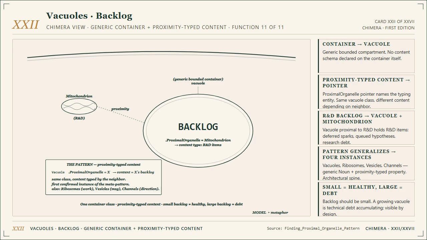We named the pattern earlier at Ribosomes, card 13, where the worker primitive is typed by its proximal organelle. Here, the container's content is typed the same way. The same shape occurs at vesicles, message carriers typed by source destination proximity, and at membrane channel, directionally typed by proximal organelle. Four instances total across the architecture. Same shape every time. Generic noun plus proximity typed property.